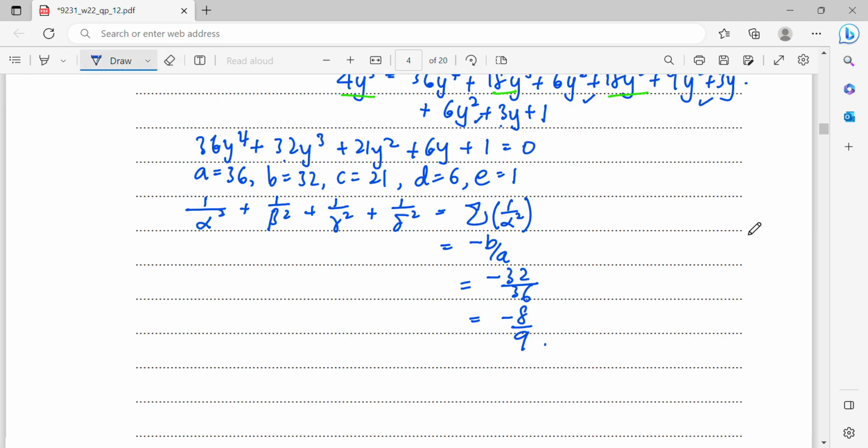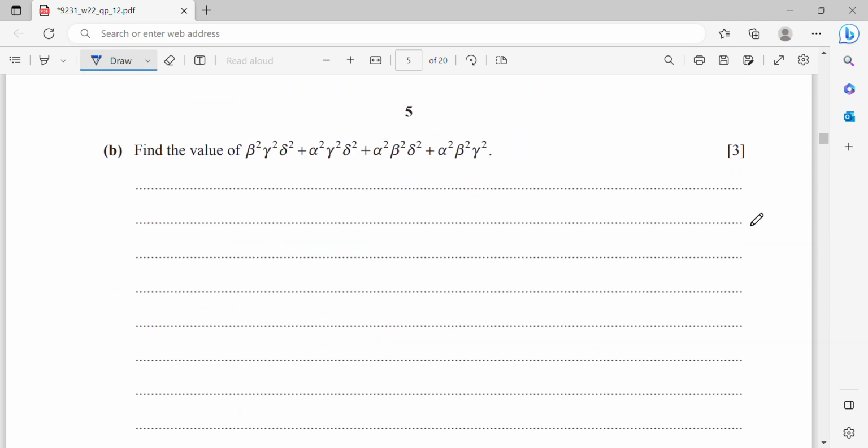Okay, so let's move on to B. Now, to get the summation of the squares of any three roots or any three parameters, we notice that this is basically 1 over alpha squared plus 1 over beta squared. You can get it from this sum. That's right, you have found the sum just now.